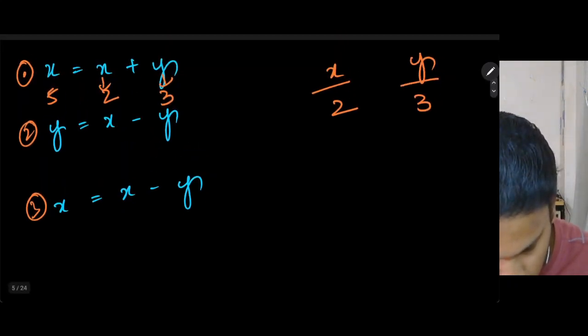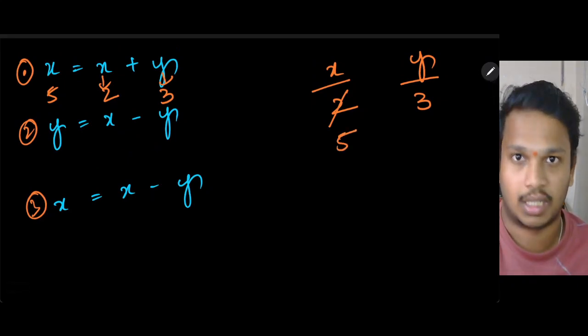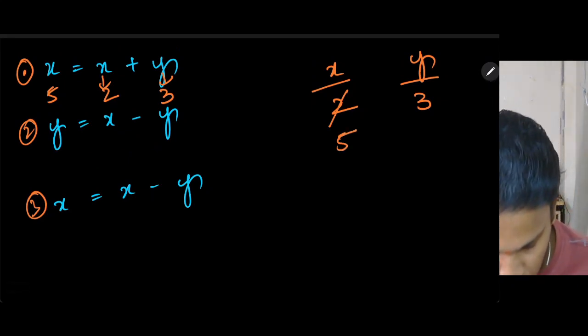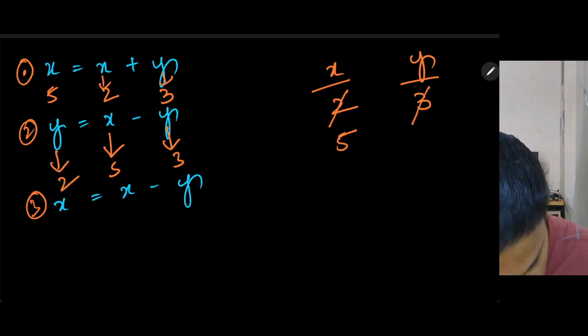So see here, I am changing x is equal to 5. I hope the first line is clear. Now coming to the next line. Observe carefully. What is the x value? 5. What is the y value? 3. 5 minus 3, y value becomes 2.